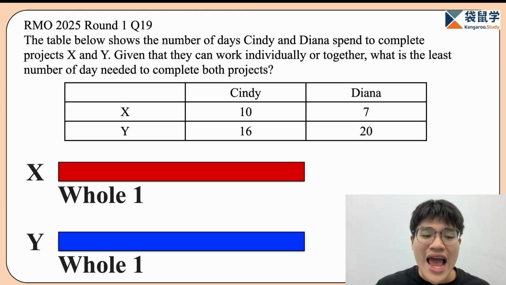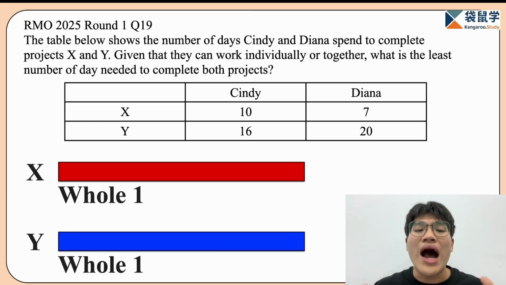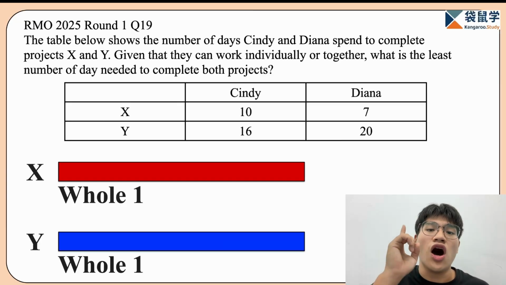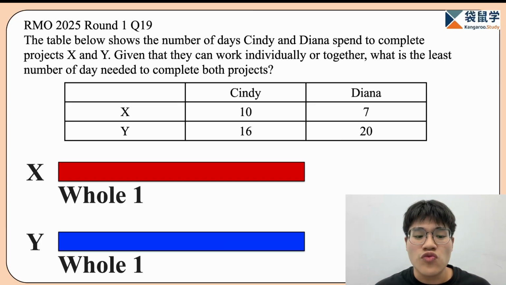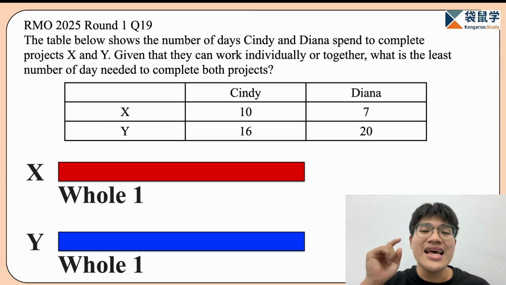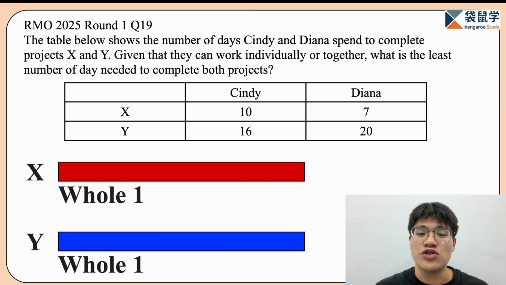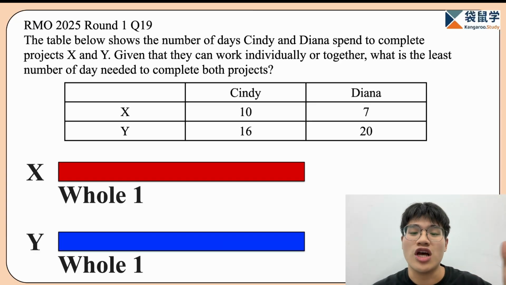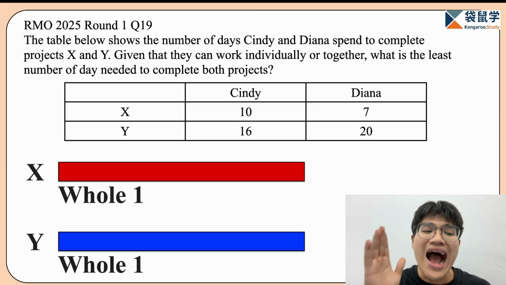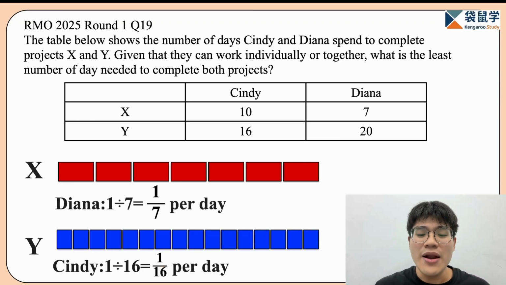With Project X and Project Y, we don't know what amount of work we have to do, so we see both as a whole one. I will use a red bar to represent X and a blue bar to represent Y here. Now we know how much work we have to do for Project X and Project Y. I want to know how much work has to be done per day.